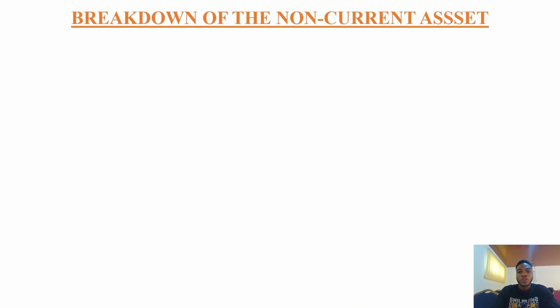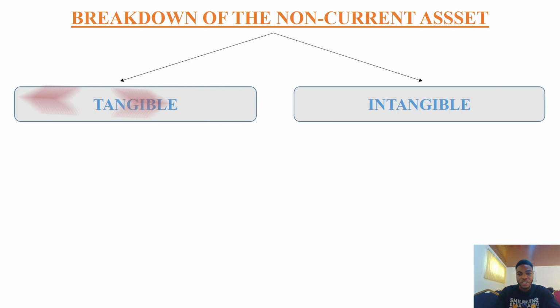I hope you are getting it. So if you have an asset and you can use it for more than 1 accounting year, then we say that particular asset is a non-current asset. But trust me, there are two classes of these non-current assets: we have the tangible and we have the intangible. I hope you are getting me.